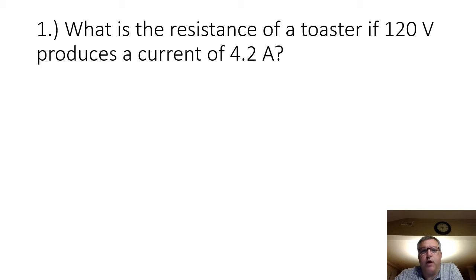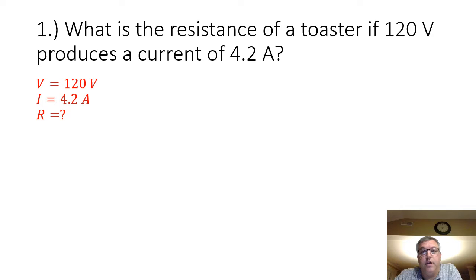Our first homework problem asks, what is the resistance of a toaster if 120 volts produces a current of 4.2 amps? The first thing we want to do, as always, is identify our known values and identify our unknown value. Our two known values in this problem are the potential difference, which is 120 volts, and our current, which is 4.2 amps. We're being asked to find the resistance of the toaster.